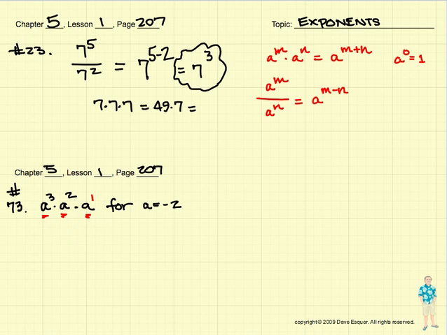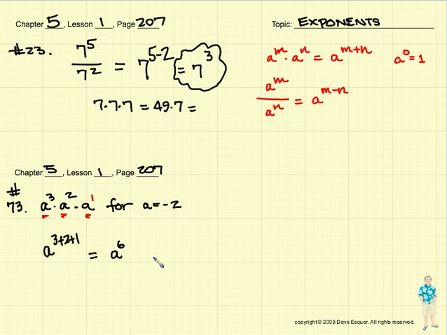Again, the bases are all the same. So we can say that this looks like this first property, a to the mth times a to the nth, and all we have to do is add up our exponents. So that's going to simplify to a to the 3rd plus 2nd plus 1st. If we add up the exponents, 3 plus 2 is 5, plus 1 is 6, a to the 6th power.